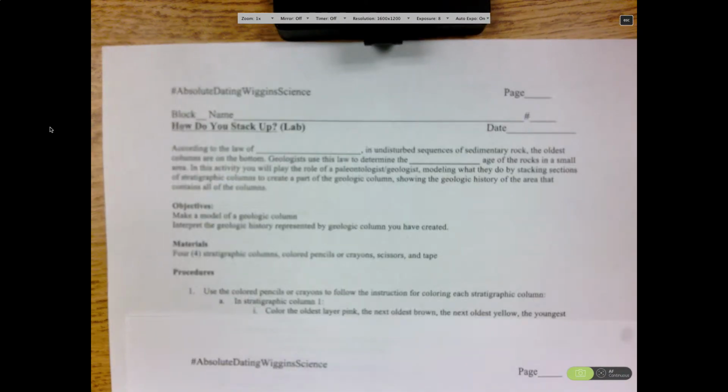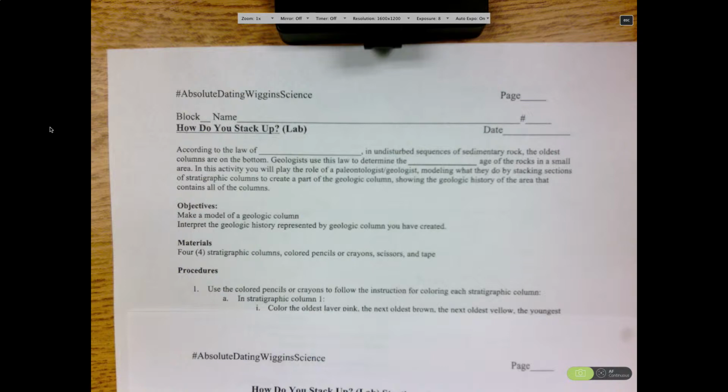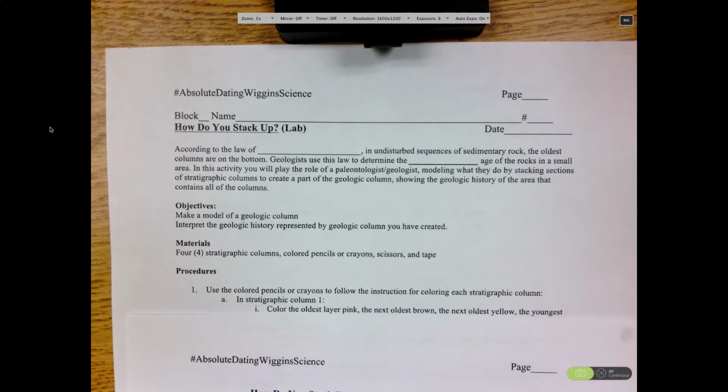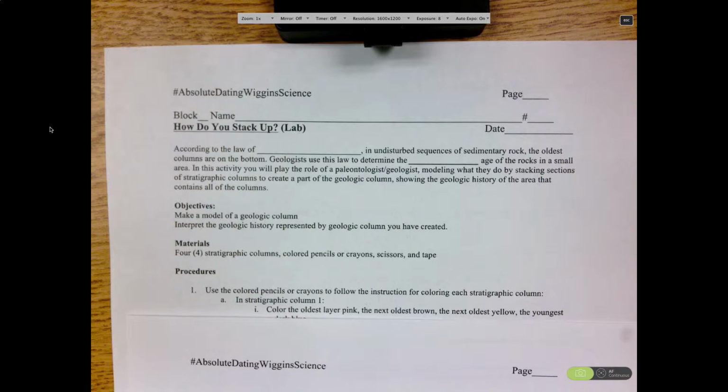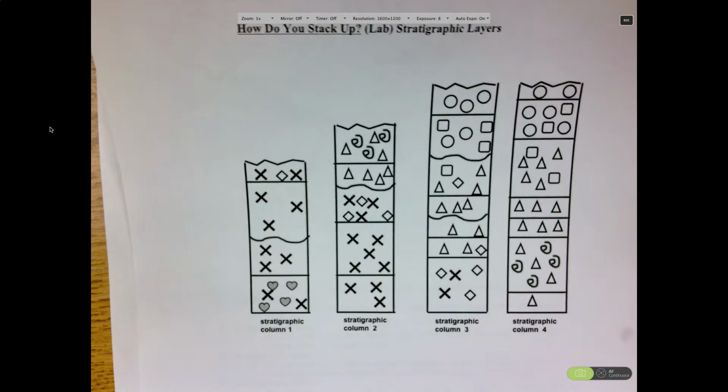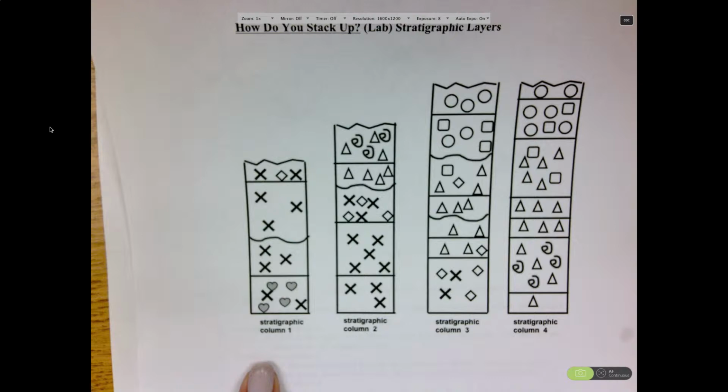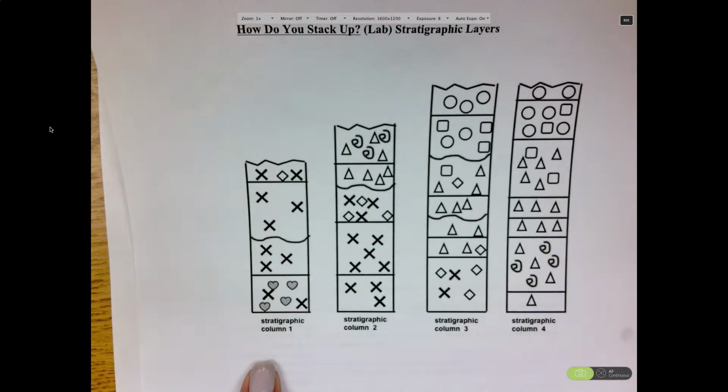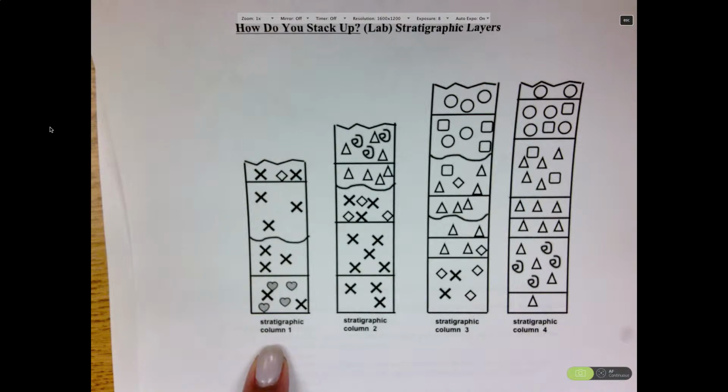If you look at your procedures and you look at number 1, it says color the oldest layer pink in my stratigraphic column 1. Someone raise your hand and tell me which one is the oldest layer. Simon. This is column 1. Which one is the oldest layer? How can we identify it, Aaron? And what kind of fossils does it have? Look on yours. You have it in front of you too. What kind of fossils does it have? Hearts and X's. All right?